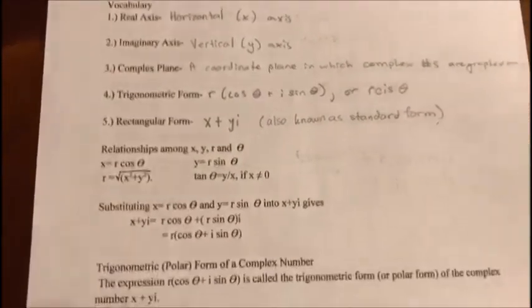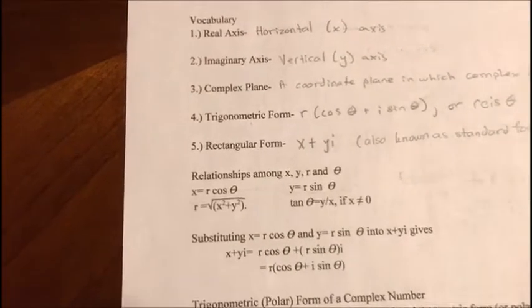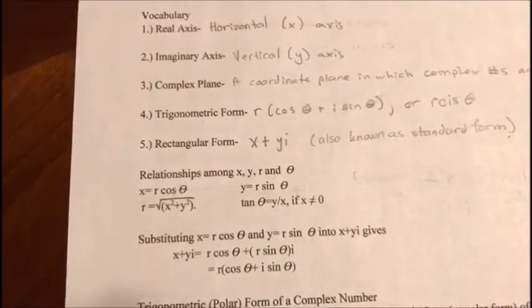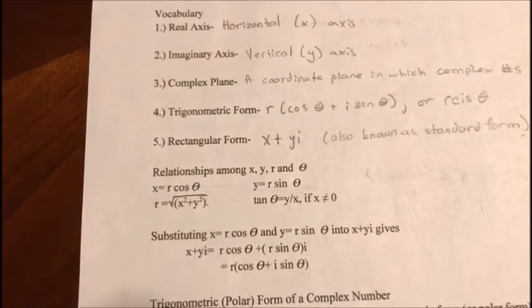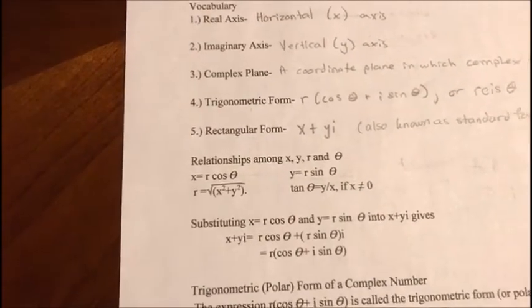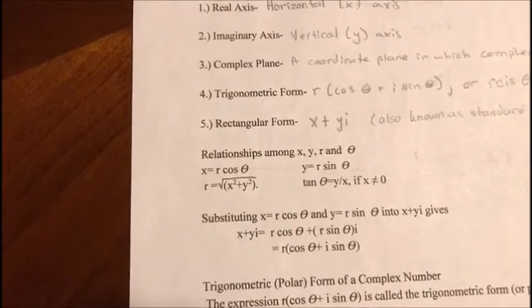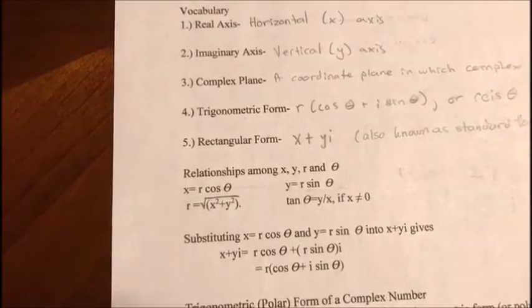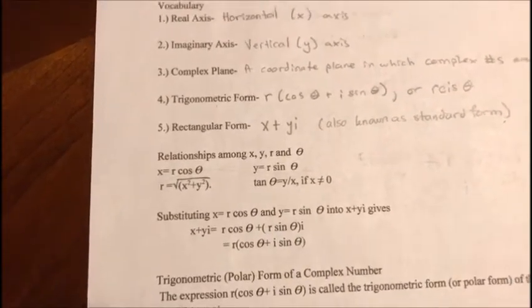and it's also known as the standard form. So the relationships among x, y, r, and theta are that x equals r times cosine theta, and y equals r times sine theta. The other two relationships are r equals the square root of x squared plus y squared, and then tangent theta equals y over x if x is not equal to 0.